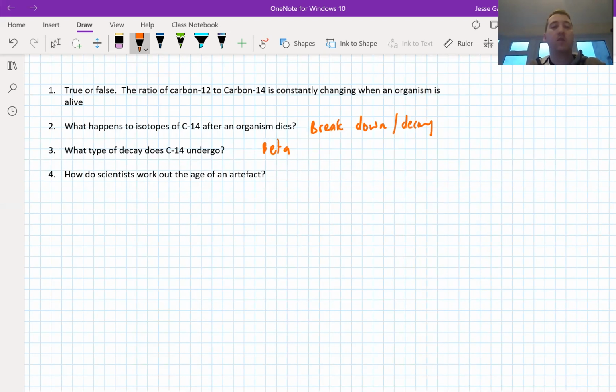And how do scientists work out the age of an artifact? So you should be mentioning half-life in your answer here. So they work out how many half-lives have occurred.